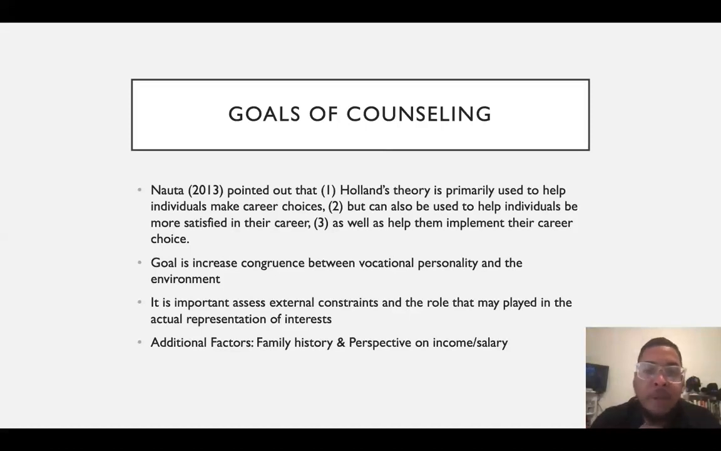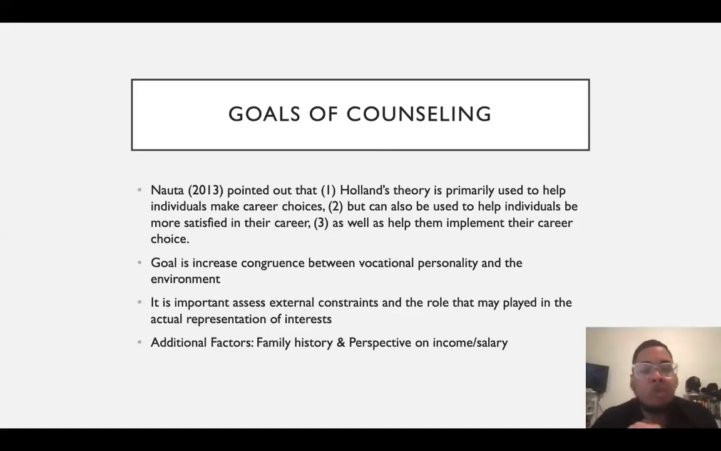And also, sometimes gender can play a role in the actual representation. For example, somebody may be ashamed of perhaps being in a job that's typically from another gender. So we want to be aware of all those things.